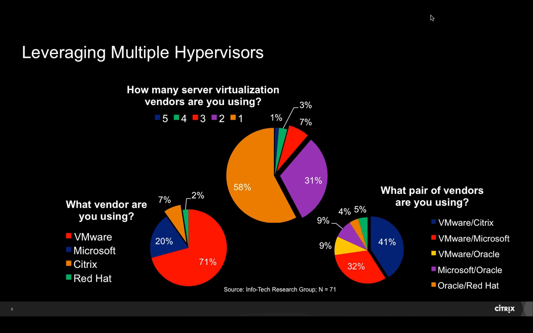Just very briefly on leveraging multiple hypervisors. This is a slide from Infotech Research, and it really just goes to highlight how they're seeing, and we see the same from other analyst firms as well, the fact that many customers now are looking to deploy more than one hypervisor. We can see from this top pie chart here that 42% of all the customers are using more than one hypervisor within their infrastructure.